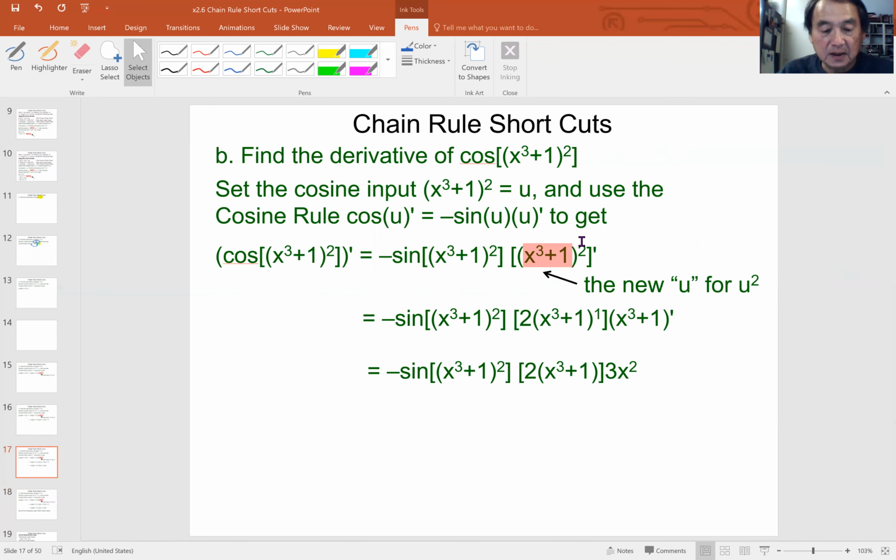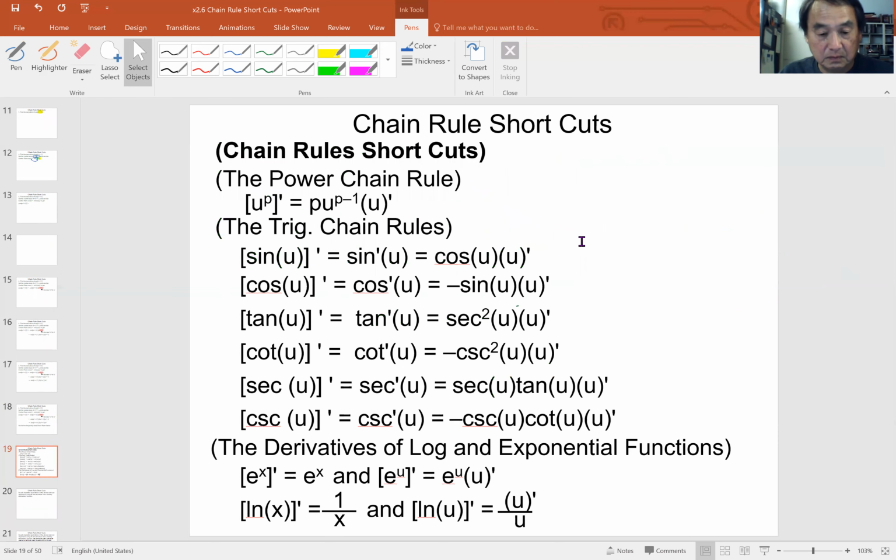So how many of such patterns are there? Basically, for each elementary function, we have a chain rule. If you recognize the formula is something to a power, then we will use the power rule. If you're looking at a sine of something, then use the sine chain rule. If you look at a cosine of something, then you use the cosine chain rule.